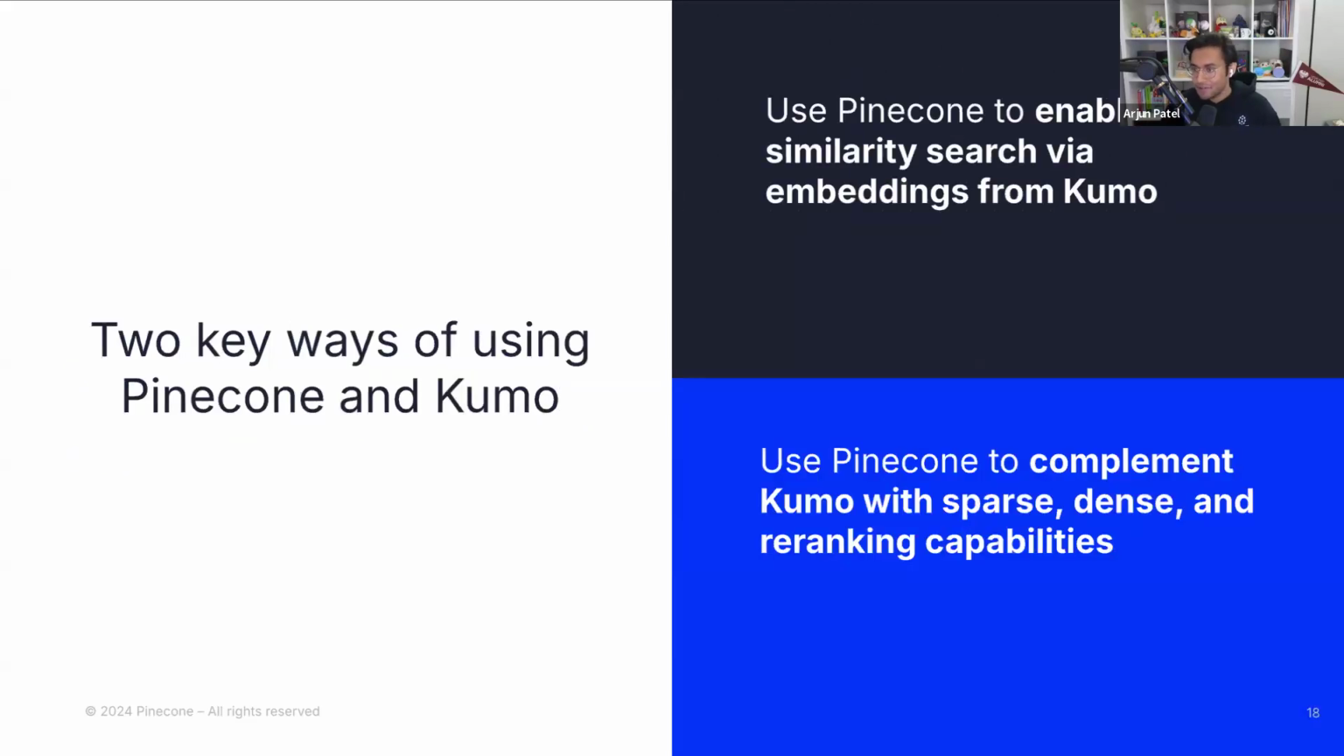Like I implied earlier, there are two main ways in which we're going to use Pinecone and Kumo today. The first is to enable this type of similarity search via embeddings from Kumo in an actual demo. So we'll show you what it means to do this type of search within a productionized context. And you'll also use Pinecone to complement the capabilities of Kumo when creating these embeddings to do things like sparse, dense, or re-ranking in your search pipeline or your recommendation pipeline.